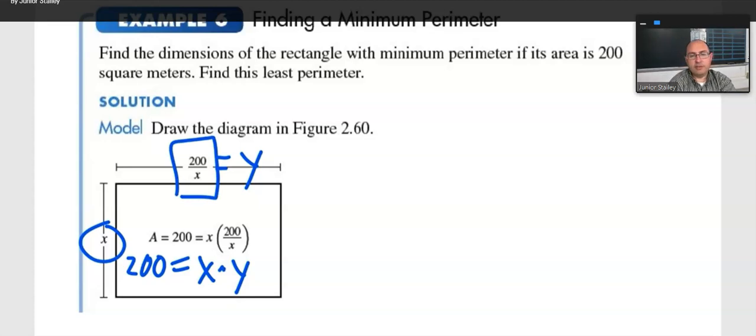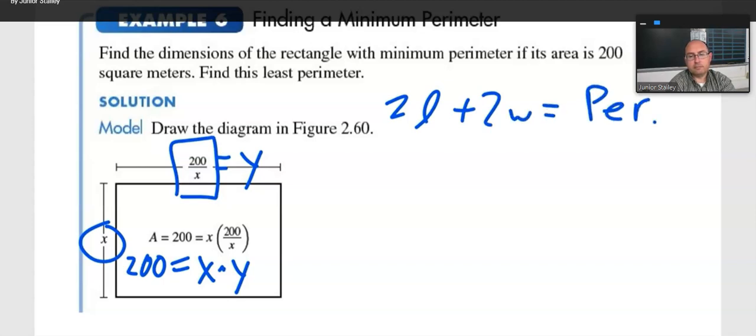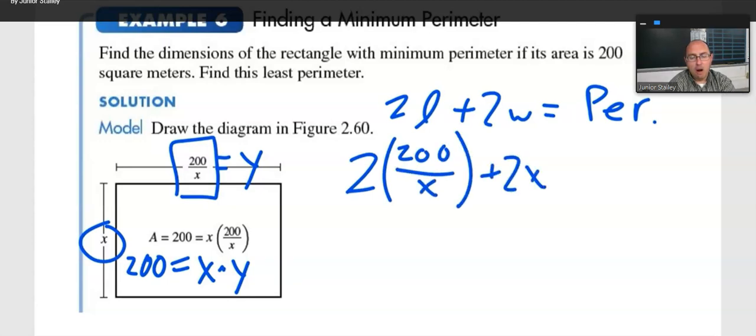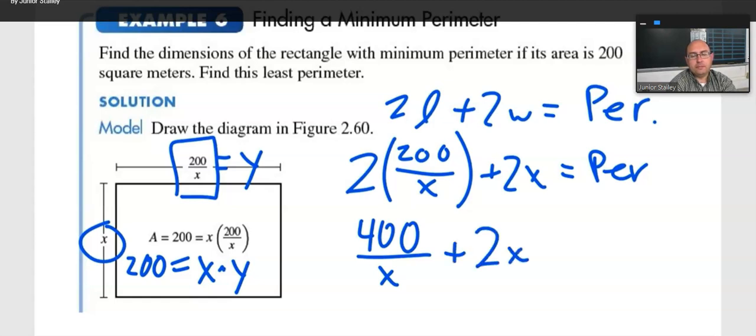Okay, so now perimeter, we know that's 2 lengths plus 2 widths equals your perimeter. And so 2 of these lengths, that would be 2 times 200 over x, plus 2 of these widths equals my perimeter. So 400 over x plus 2x equals the perimeter. Okay, now we're going to graph this.